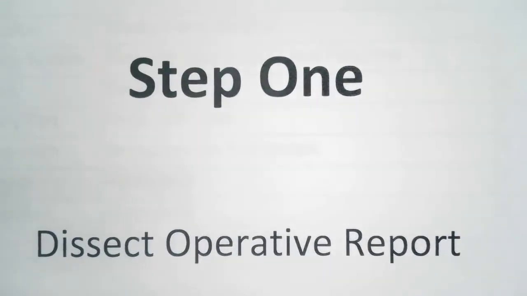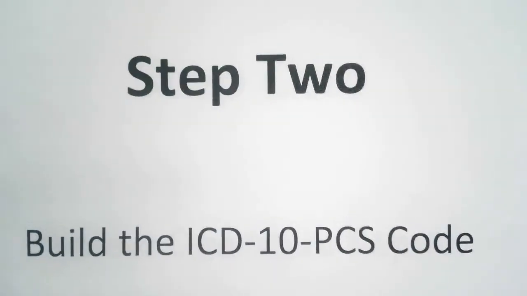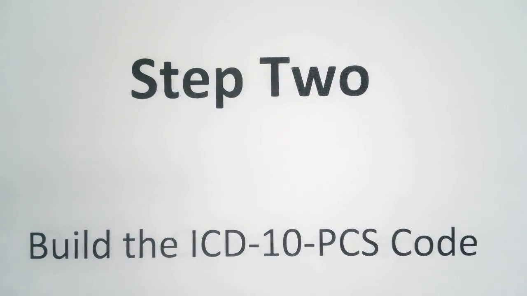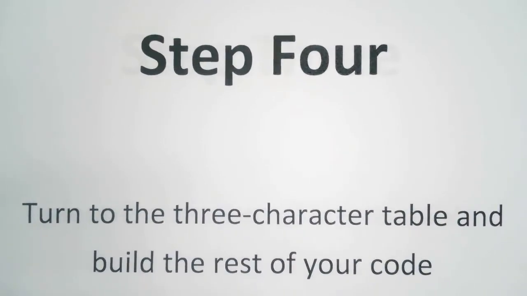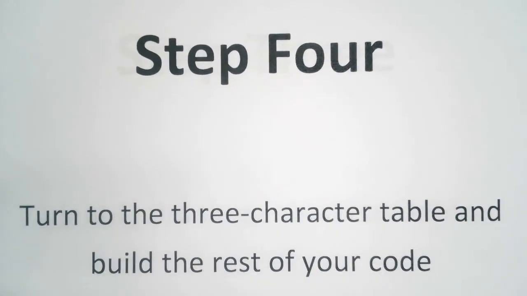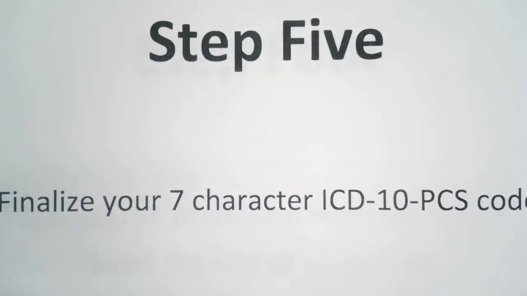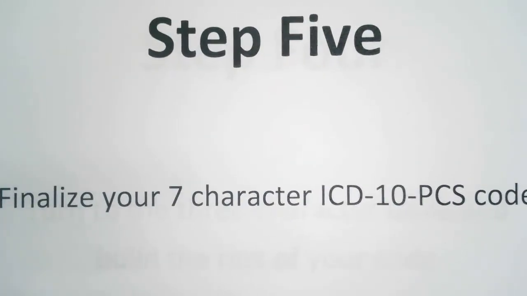So guys, to review, let's review the steps that we've actually carried out today. So we indicated that step 1, we had to dissect the operative report. Step 2 calls for us to then begin to build our ICD-10 PCS code. Well, we identified our root operations, which then gave us our 3-character table. We then turned over to the 3-character table to build the rest of our code, and then at the end, we finalized our 7-digit ICD-10 PCS code.